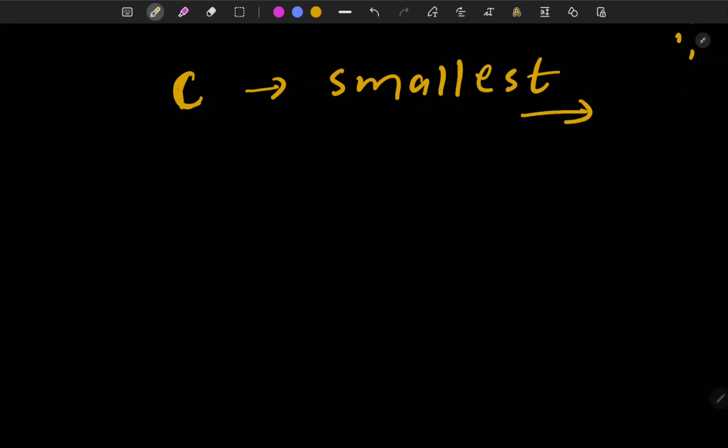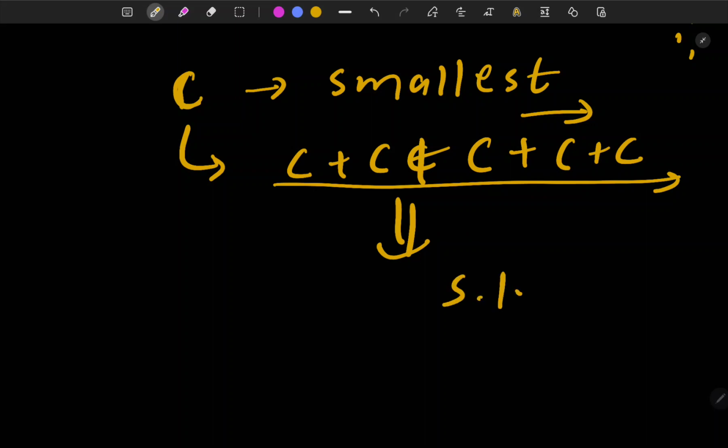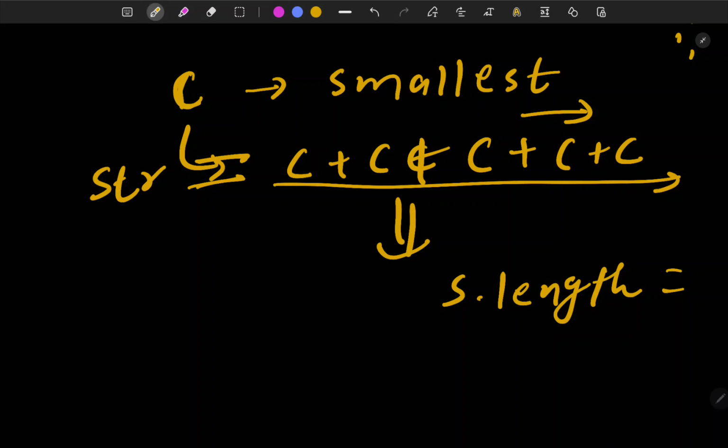and what we have to do is concatenate this string C plus C plus C plus C plus C as many times as you can, but the condition is that the string formed as a result of the concatenation of C should have a length equal to the given string. Basically, s dot length must be equal to, suppose after the concatenation of C you are getting str, then s dot length must be equal to str dot length.